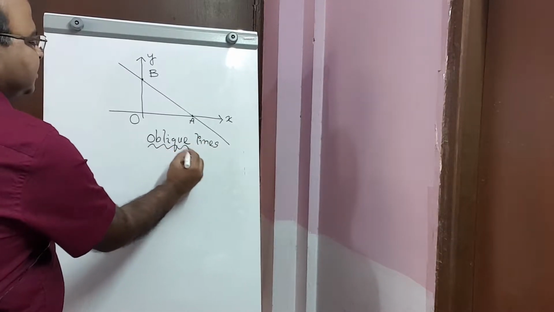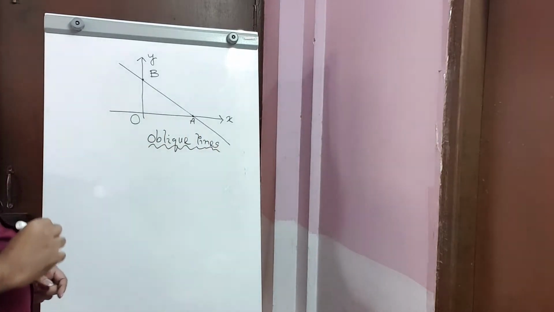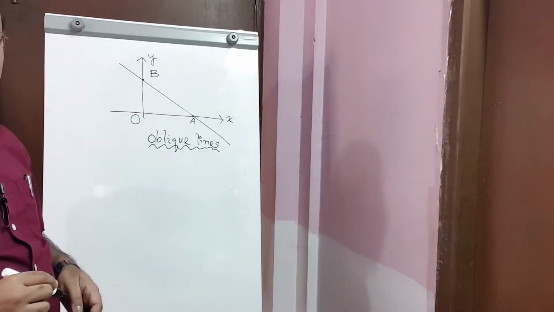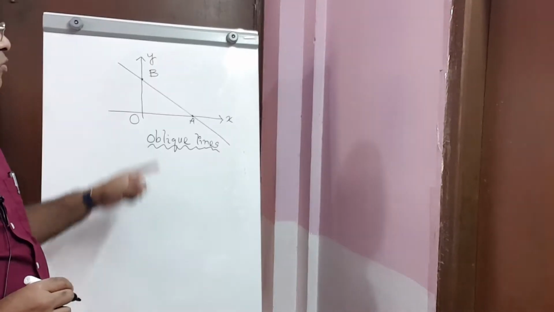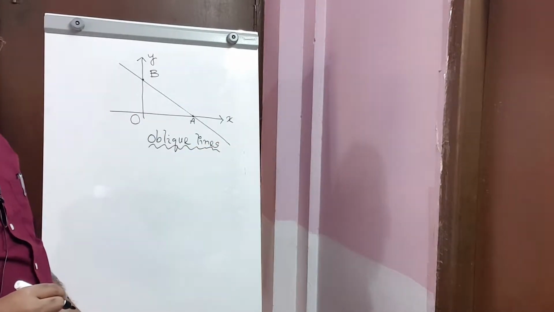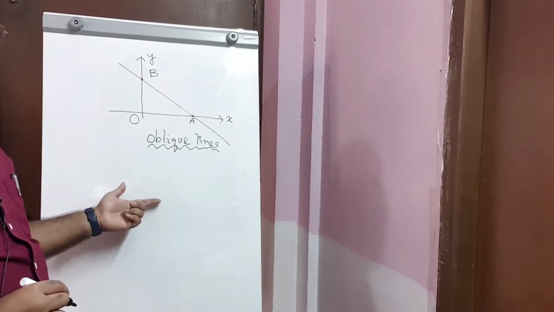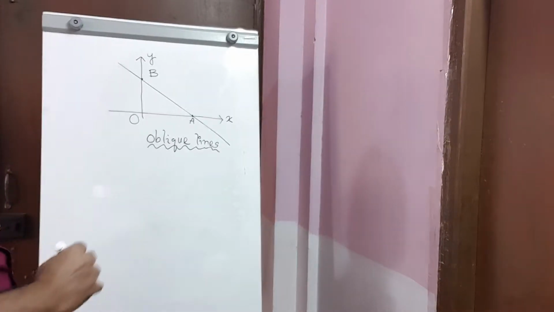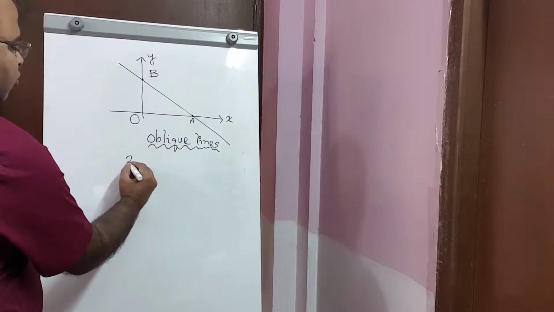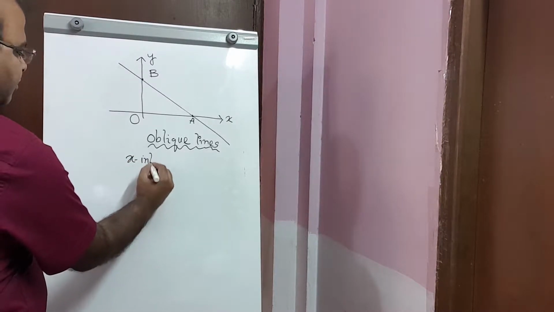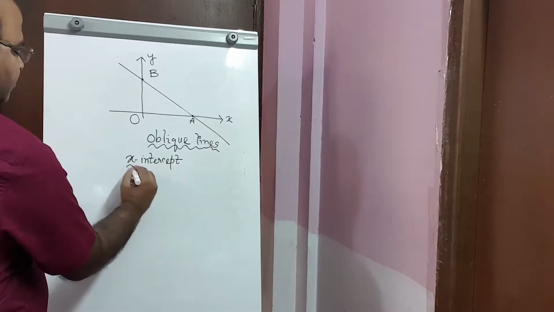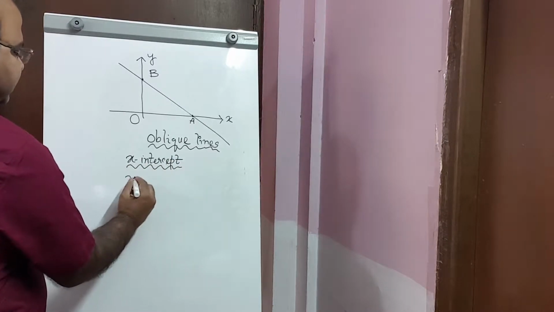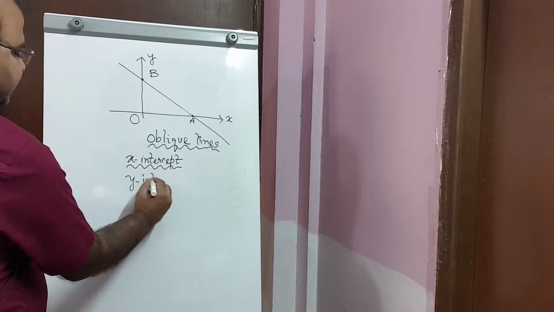Now whenever we discuss an oblique line, it is very important to understand the concept of x-intercept and y-intercept of such a line. These are two important mathematical terms: x-intercept and y-intercept of an oblique line.